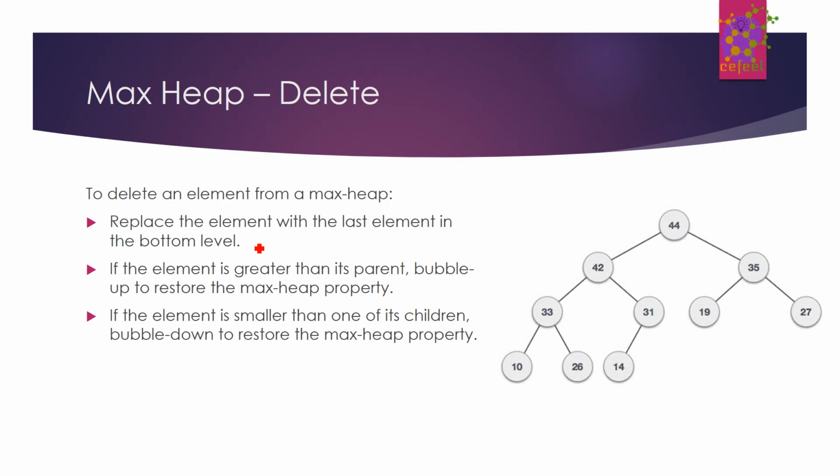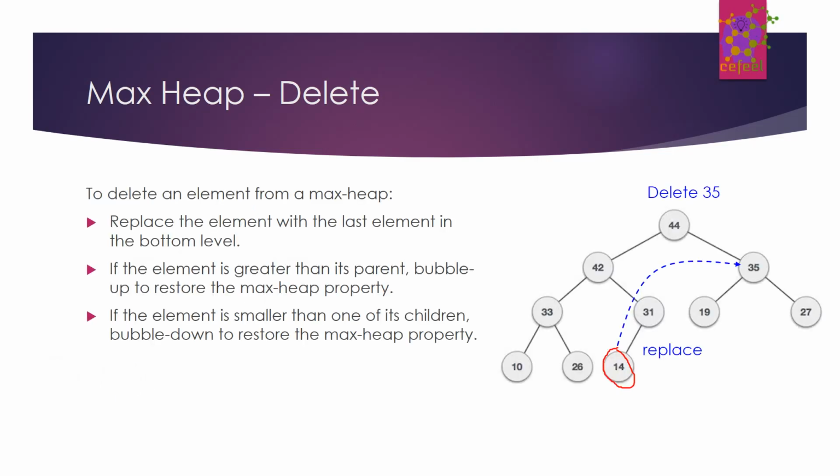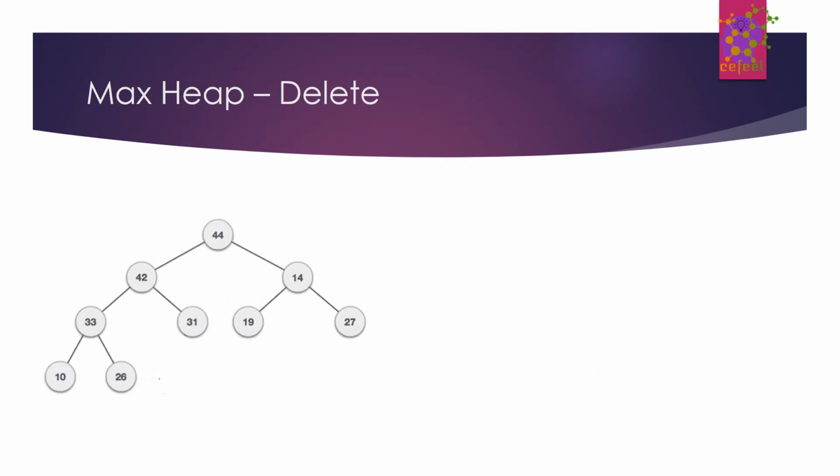So let's see an example in this case. Let's say we have the same binary heap which we had, and we need to delete the node 35. So the first step is to replace 35 with the lastmost element, which is 14, and proceed ahead. So we have replaced 35 with 14. Once we replace 35 with 14, the heap property is now destroyed.